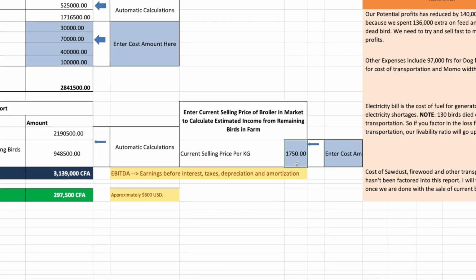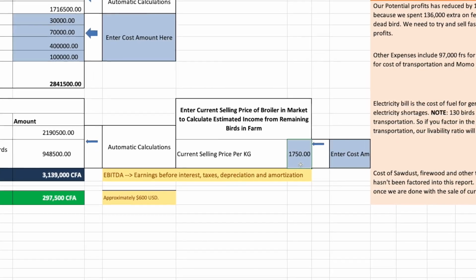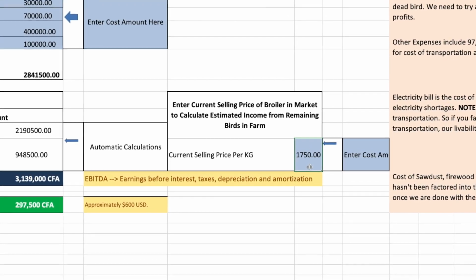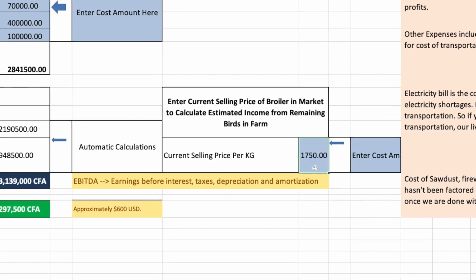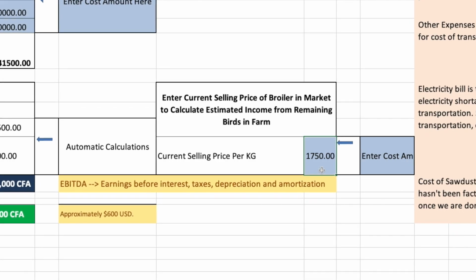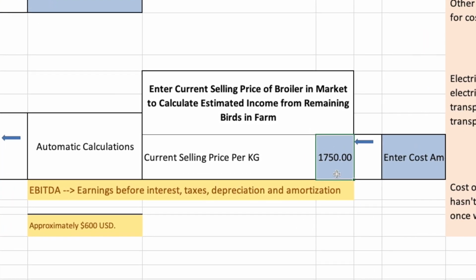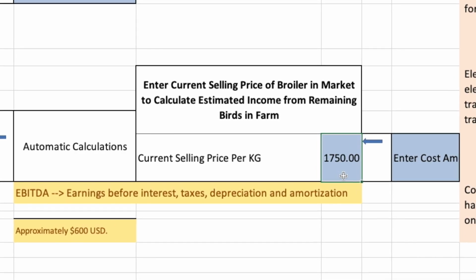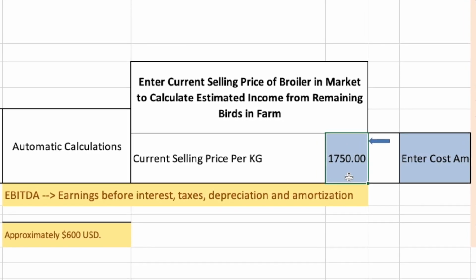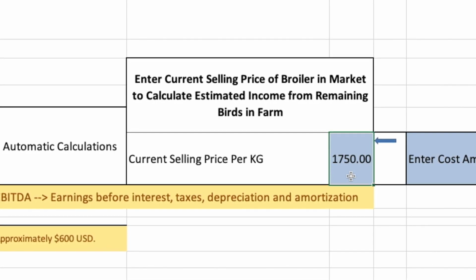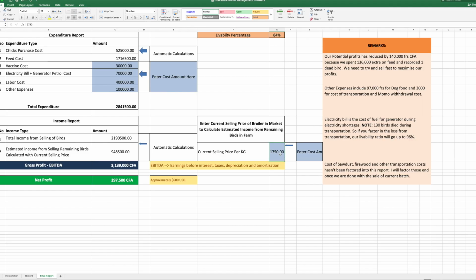So processed is 2,000 francs, which is approximately $4 per kg, and for the live ones we sell at 1,750 per kg, which means most of those birds we sell each at 3,500, approximately $7. So you want to capture your price per kg over here. Once you capture your price per kg, you'll be able to know the total income from selling your birds.